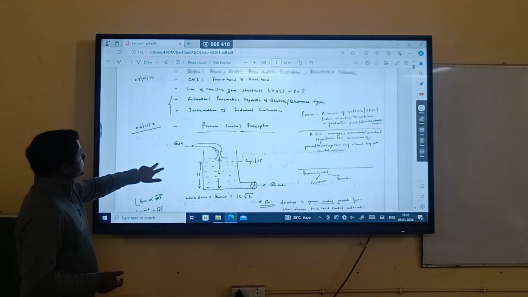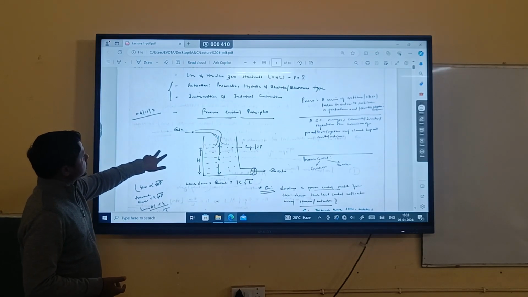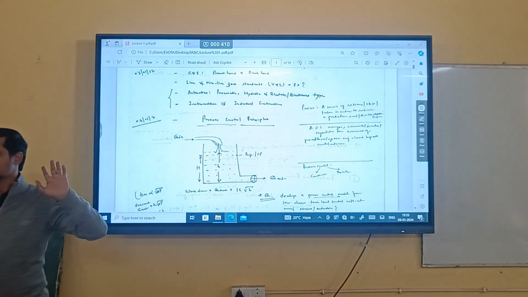Now I'll come across one very important term. So this approach is clear, front end, back end. Any confusion?